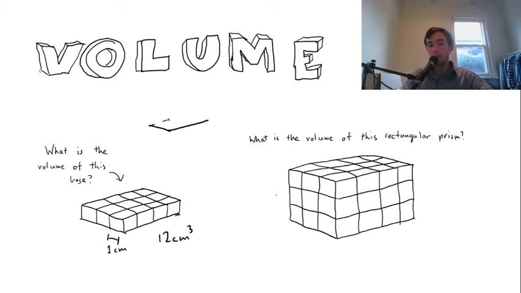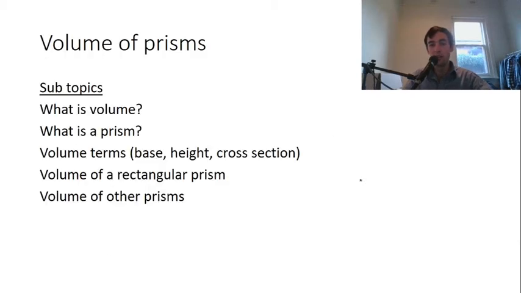We're going to find out later that every prism has a base and a height. So this would be the height, and this shape over here would be the base, and the volume is the area of the base times the height. Just like the volume of this one is 12, the volume of this times 3, because it's 3 tall. All right, so what is volume? The number of cubes I can fit into something.